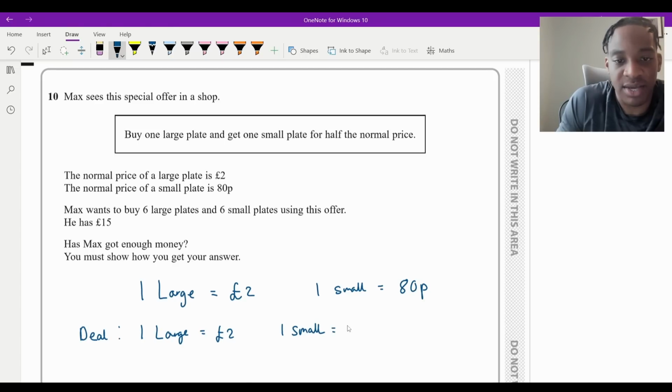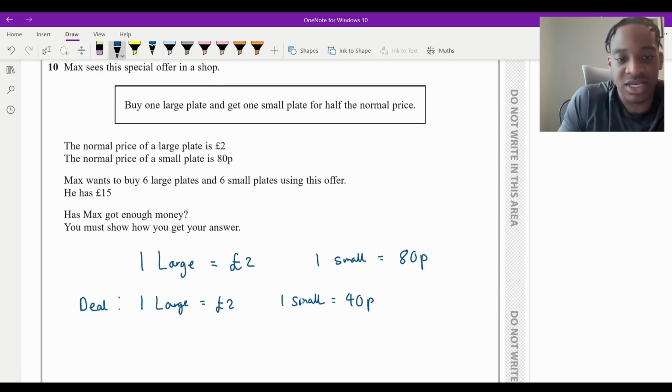Half of 80 is just 40p. So I'm going to put 40p here. And this is the deal for one large or one small, right? Now, Max wants to buy 6 large and 6 smalls, meaning that we want 6 of this deal. So let's add the total to see what the total would be.